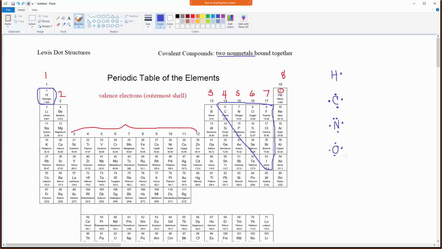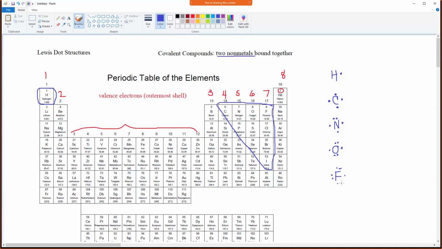I could happily do this, and that would work just fine. And then fluorine here has 7 valence electrons, so we're going to put 4 on the outsides. So this is how we represent it for individual atoms.